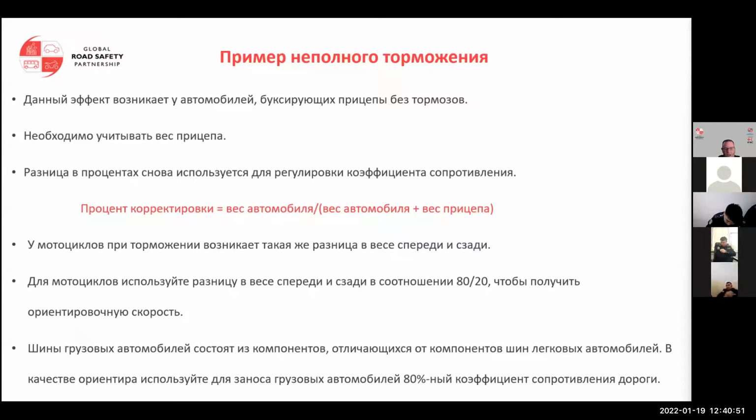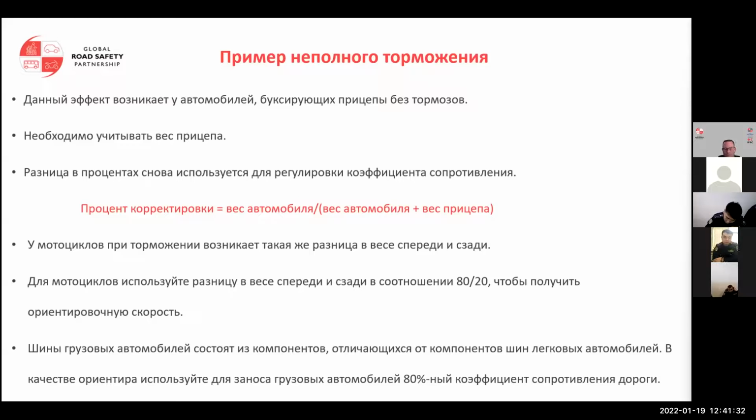Cars towing trailers, unbraked trailers. This is done by the weights involved. So I have a 1,000 kilogram vehicle towing a 500 kilogram unbraked trailer. The car now has to stop itself plus the trailer. Because the trailer isn't doing any braking, it's asking the car to do it for it. The trailer effectively pushes the car along, so it makes us skid longer. So we have to adjust the drag factor.